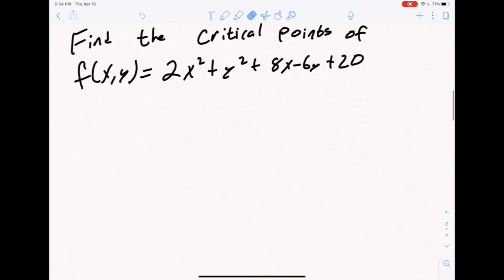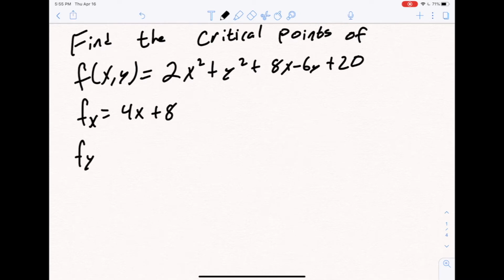We want to find the critical points of f of x comma y equals 2x squared plus y squared plus 8x minus 6y plus 20. In order to do that, we first need to find the partial derivative with respect to x, which in this case isn't too hard. We end up with 4x, the y squared is a constant, so we get 0 there, plus 8, because the derivative of 8x with respect to x is just 8. And then we treat 6y and 20 like constants, so those don't play into anything. So the partial derivative with respect to x is 4x plus 8, and the partial derivative with respect to y is just 2y minus 6.